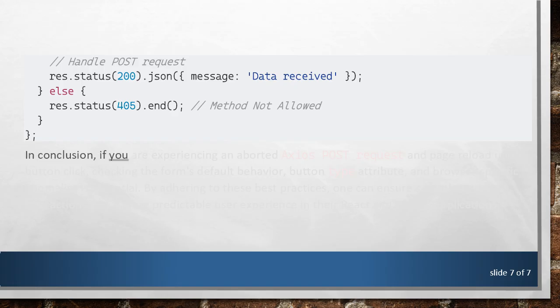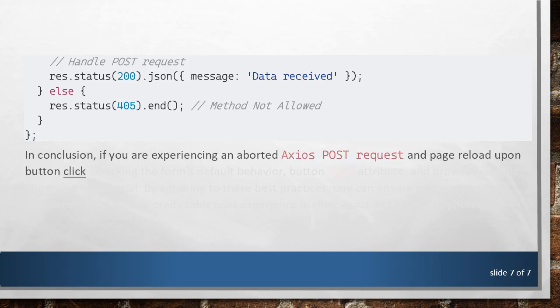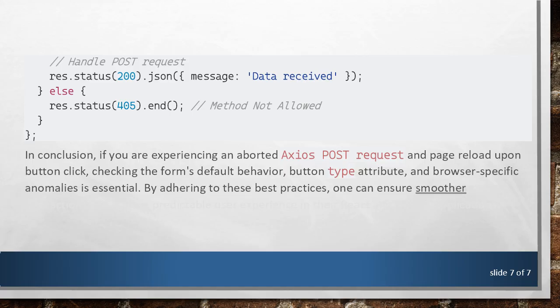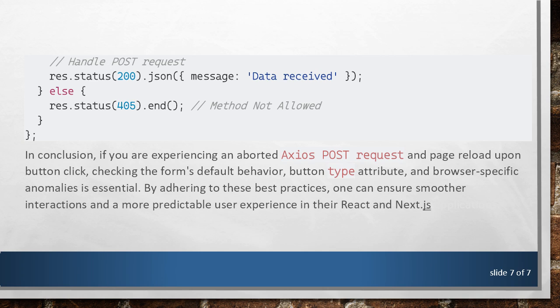In conclusion, if you are experiencing an aborted Axios post request and page reload upon button click, checking the form's default behavior, button type attribute, and browser-specific anomalies is essential. By adhering to these best practices, one can ensure smoother interactions and a more predictable user experience in their React and Next.js applications.